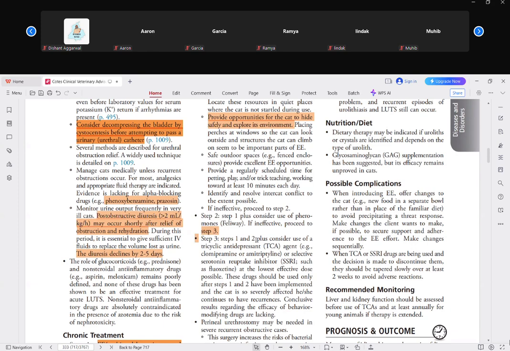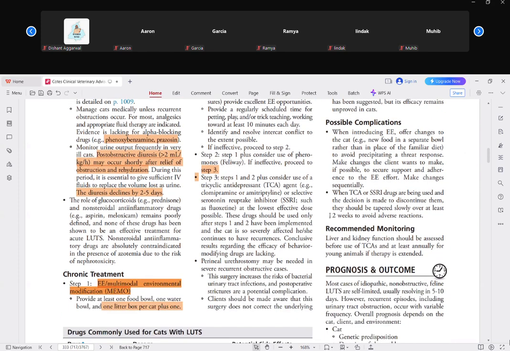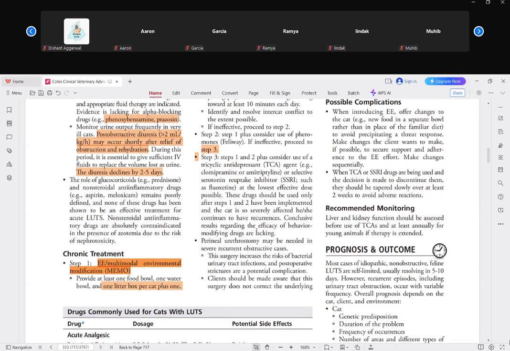Step three is step one plus step two, along with tricyclic antidepressants, like clomipramine or amitriptyline. Okay? Or you can use an SSRI, like fluoxetine. Okay? But you have to use the lowest effective dose possible. Okay? Just remember. So you need to use these TCA or SSRI only after step one and two. Okay, you cannot just move toward this at once. Okay, just remember this. So these are the stepwise things.